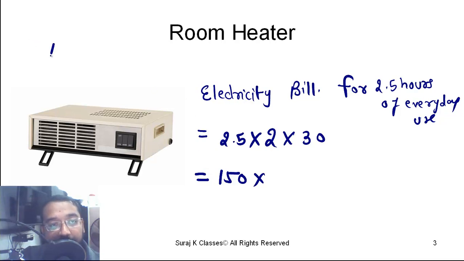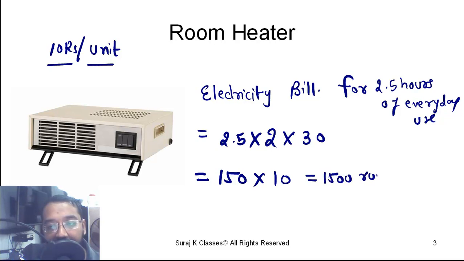Let's assume you are paying a bill of 10 rupees per unit. I'm assuming it is 10 rupees. It may happen that at your location the unit rates are different from this. Maybe you are paying 8 rupees or 9 rupees per unit, but I'm considering it very general. I'm keeping it at the maximum, that is 10 rupees per unit. Then you will have to pay 1500 rupees per month. Okay, so one quantity, one fundamental, I hope is clear to you.